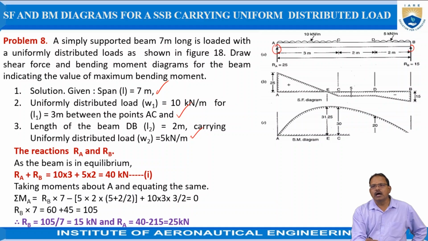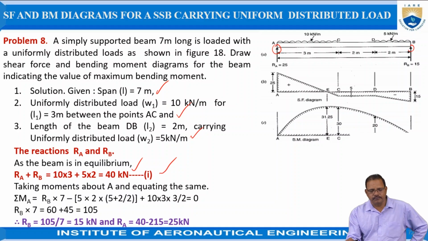Or in other words, RA plus RB, which are acting in the upward direction, should be equal to 10 into 3 plus 5 into 2 now. So it is equal to 40 kilonewtons. This is represented as equation number 1. The second one is that the moments created by these forces at any point should be equal to 0.